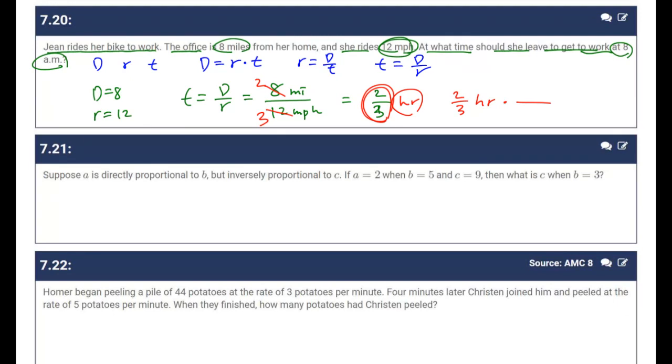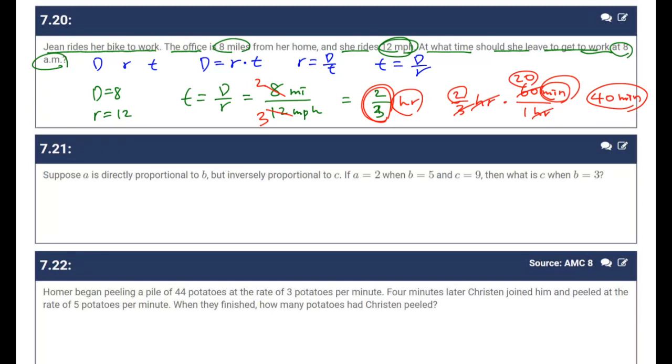1 hour equals 60 minutes, right? Or you can simplify 60, right? And that's gonna get rid of hour and give you minute, right? And 3 goes into there 20 times, so 2 times 20, that's 40 minutes, right? So it takes 40 minutes. It's 2/3 hour, and 2/3 hour is 40 minutes.